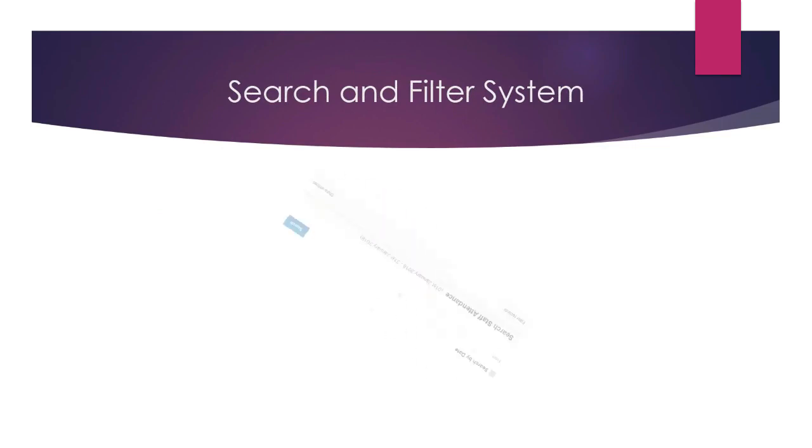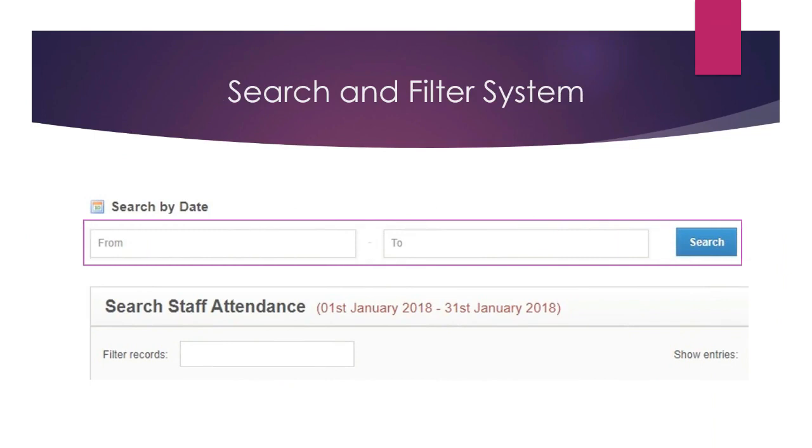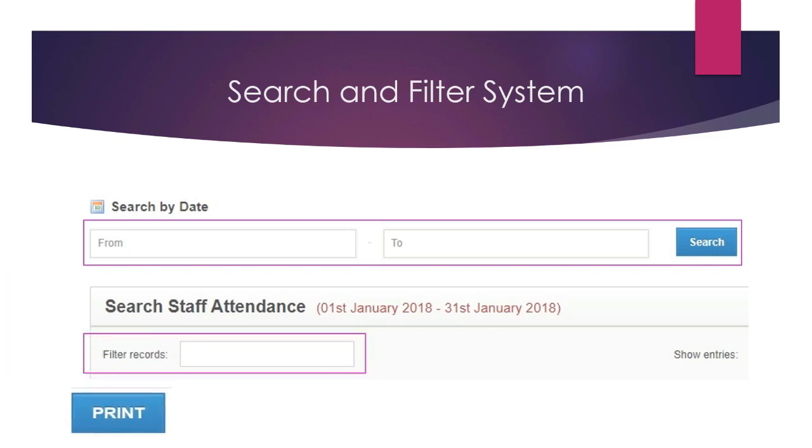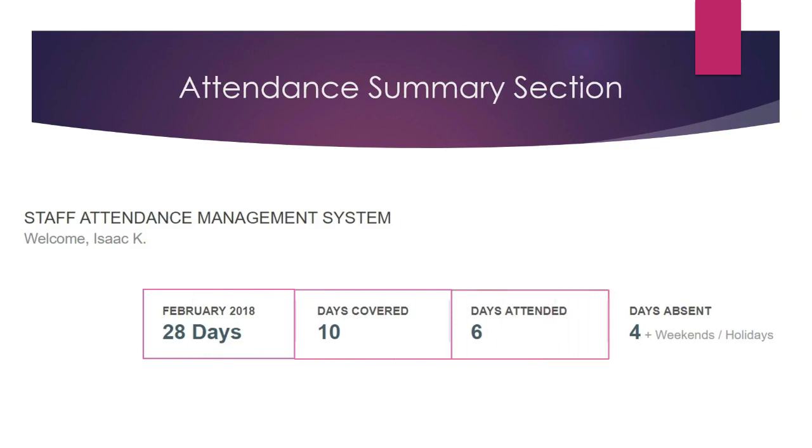The search and filter system allows administrators of SAMS to retrieve current or past information stored by the system at any given time. And the print button will do exactly that: print your documents for you. The attendance summary section shows the current month, days covered in the month, days attended, and days absent for each member of staff on the system.